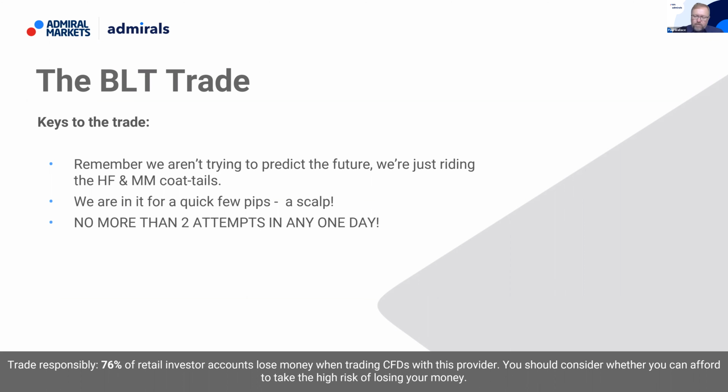Also, and this is very important, no more than 2 attempts in any one day. Why is that? Because the more times a particular level is tapped, the less resistance or support there may be, and so at some point it's going to break through. We saw on that silver slide, on the one day when it did break through, it hit a couple of times, and on the third time it broke through and went away. So no more than 2 attempts in any one day. That's what you take on board with the BLT trade.